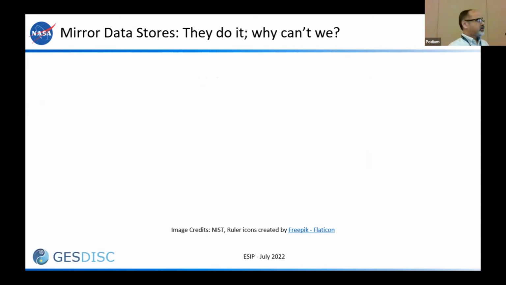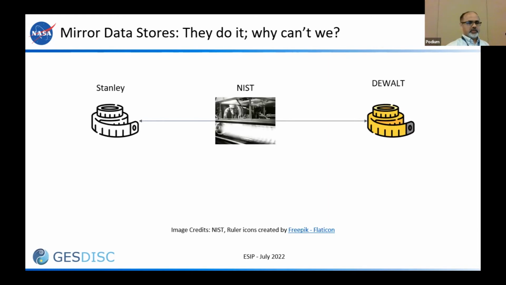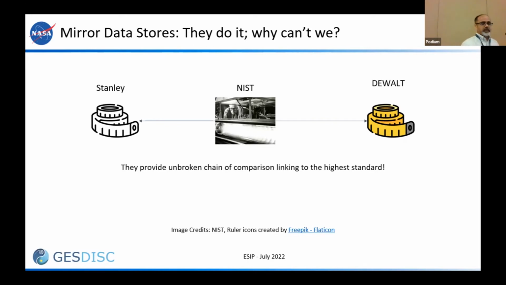So mirror data stores is not a new concept. We already are familiar with mirror sites. Everybody does it in other sectors, so why can't we do it? When I go to Home Depot, I buy a tape measure. I don't care whether it's the exact wavelength that measures the speed of light. I just buy it, and it works. The only difference is that in those cases, there's traceability all the way back to the original or the highest standard. So maybe if we can do it, we can operate these mirror data stores better.